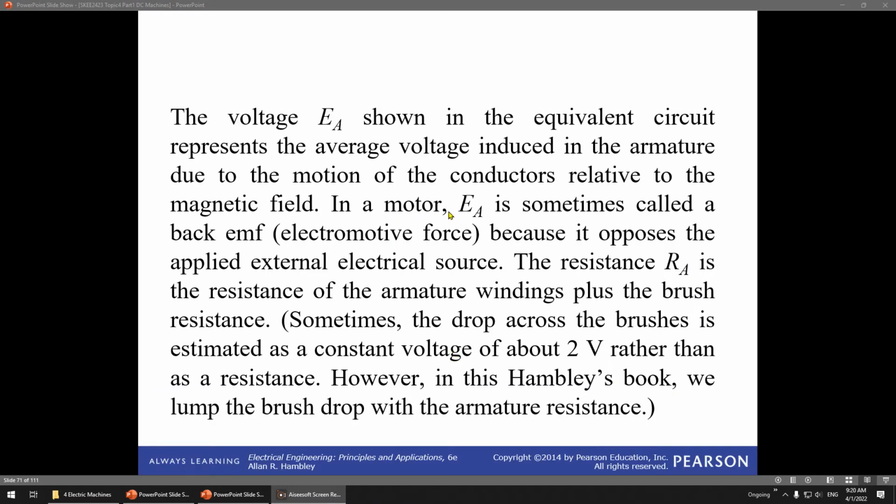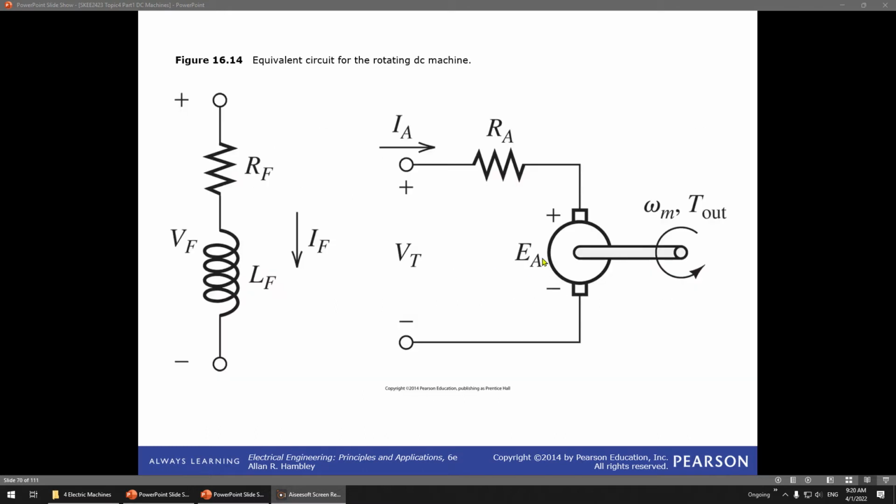In the motor, EA is sometimes called the back EMF, or back electromotive force, because it opposes the applied external voltage source. You can see here it is against the terminal voltage.